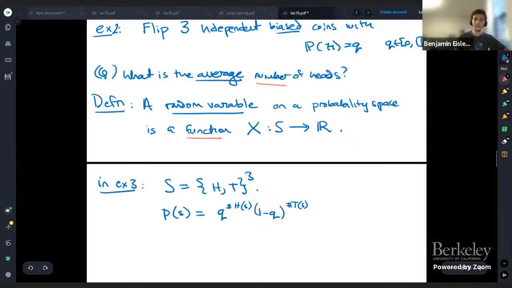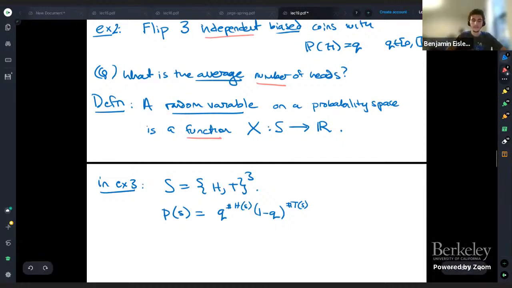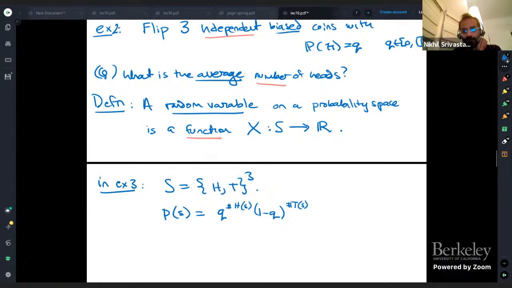Because they are independent. Each flip is an independent event. And we're talking about like an and relationship. Exactly. So these are independent coins. So this is why this is the correct probability.